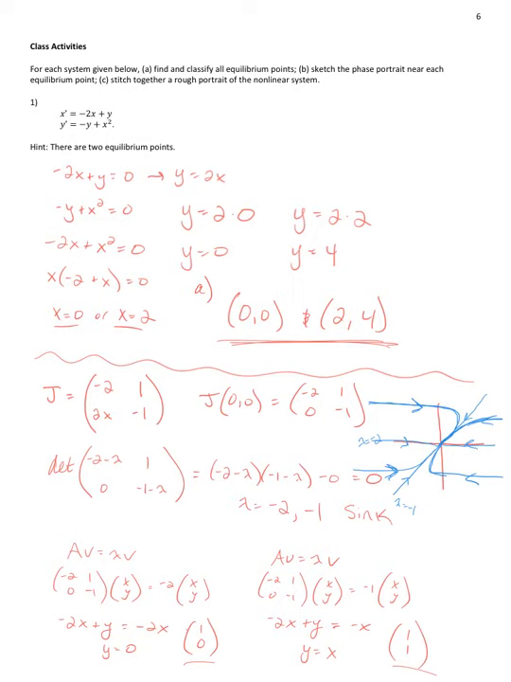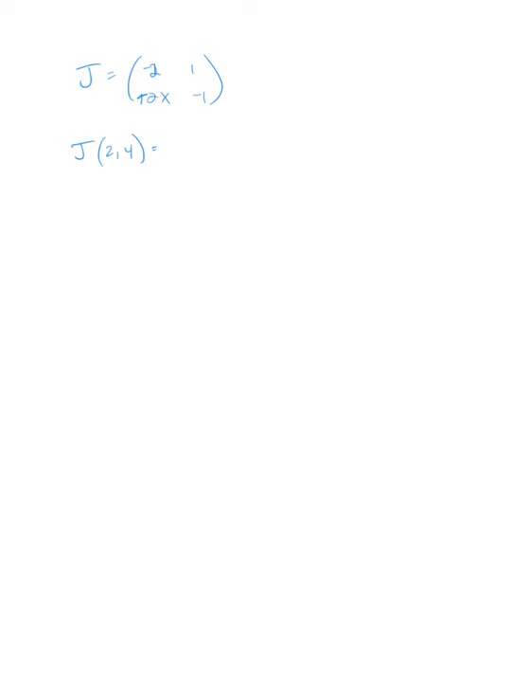Now I'm going to do this whole process again, instead using (2, 4) as the point that I plug into the Jacobian. So I have to start over with the Jacobian. So -2, 1, 2x, -1. Okay, I've copied the Jacobian down, and now I'm going to evaluate at the second equilibrium point, (2, 4). So I have -2, 1, -1, and I have to replace this x value with a 2, so I get 4.